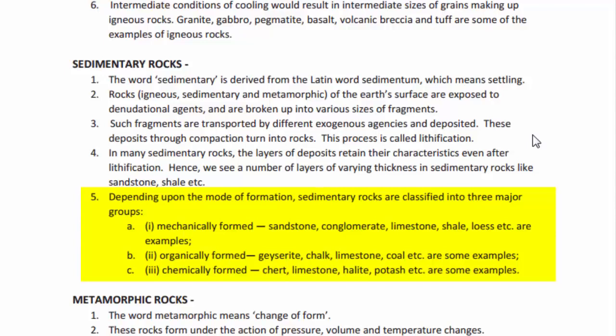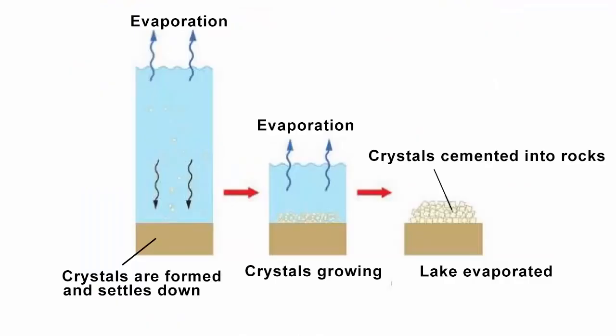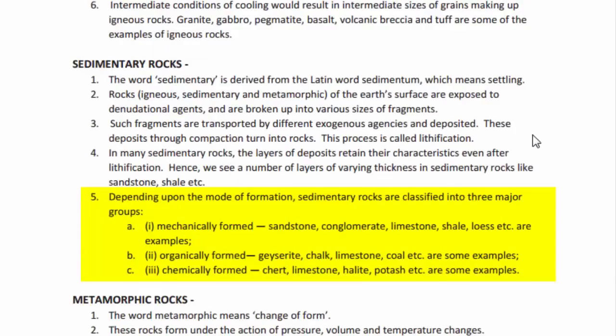And when we say chemically formed, we mean rocks formed due to precipitation of minerals from water. Precipitation is the creation of a solid from a solution. If you see, how are halite, potash, and limestone formed? Millions of years ago, evaporation of seawater led to the formation of these minerals. So this was all about the sedimentary rocks.